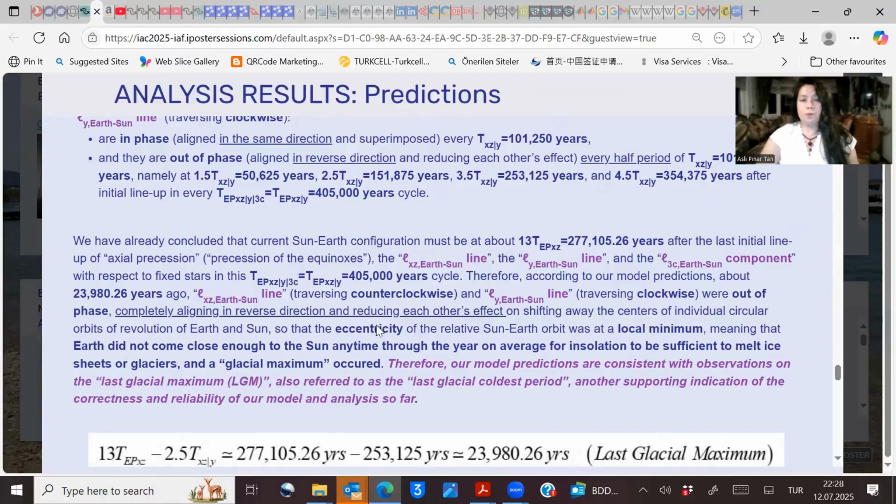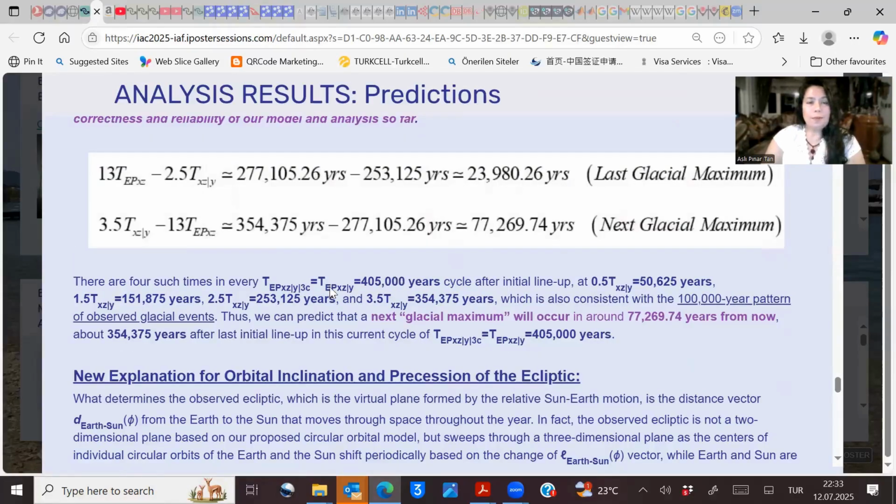So the eccentricity of the relative Sun-Earth orbit must have been a local minimum, meaning that Earth did not come close enough to the Sun any time through the year on average for insolation to be sufficient to melt ice sheets or glaciers, and a glacial maximum occurred. And therefore, this shows that our model predictions are consistent with observations on the last glacial maximum. Another supporting indication of the correctness and reliability of our model and analysis so far.